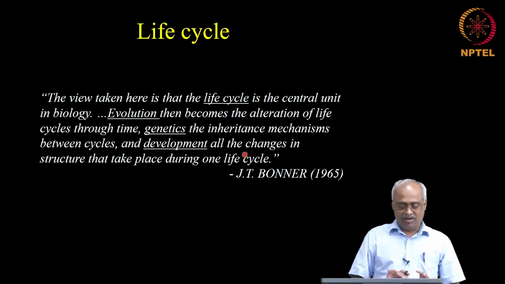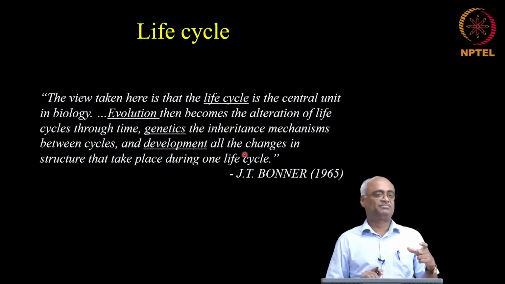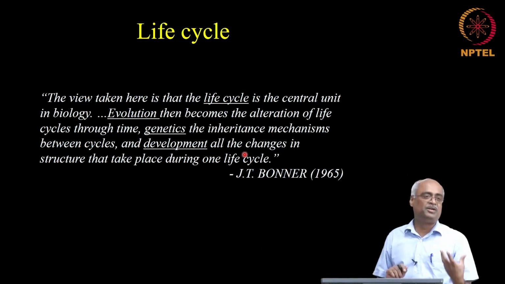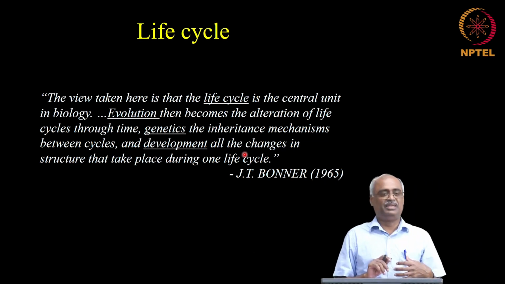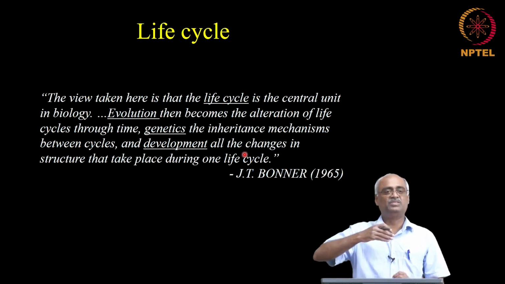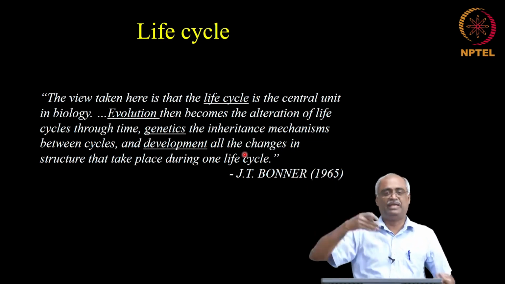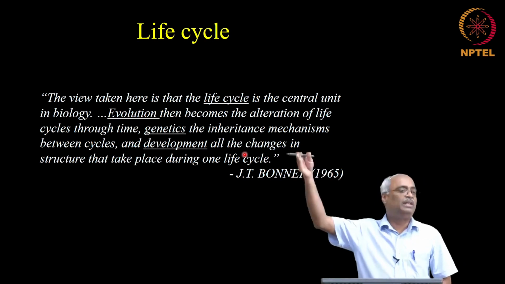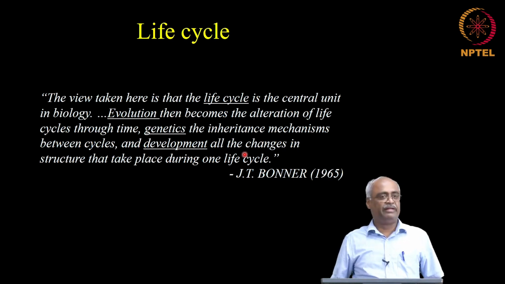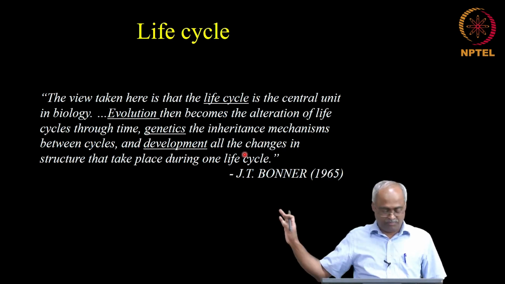And the development, all the changes in one life cycle. Classically people call phylogeny and ontogeny. Ontogeny means all the changes that happen in one generation. Phylogeny means changes over the period of evolution, meaning among multiple life cycles. Is this clear?